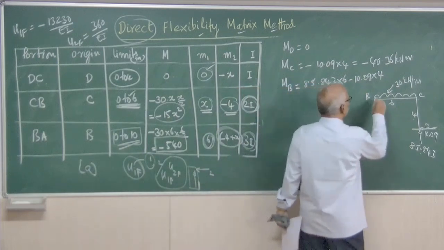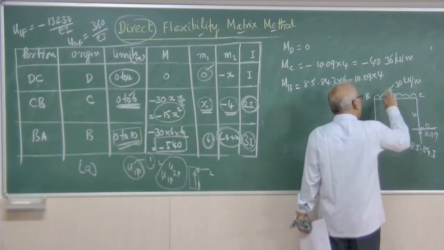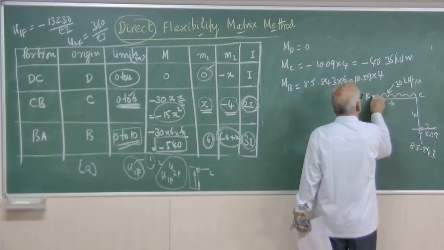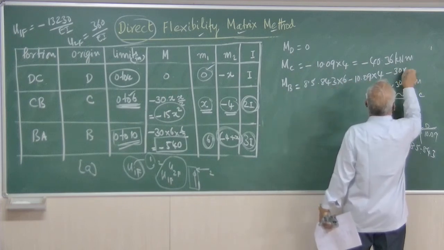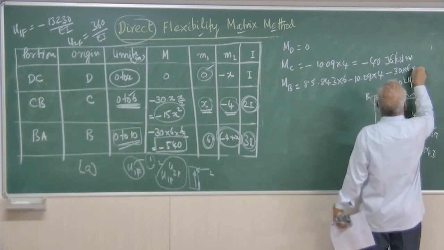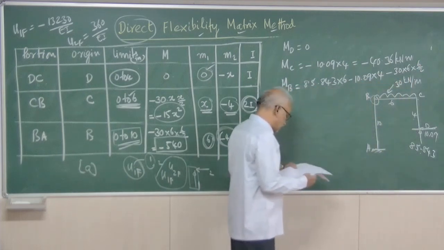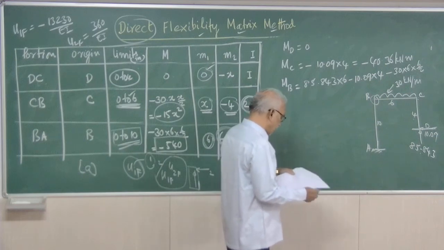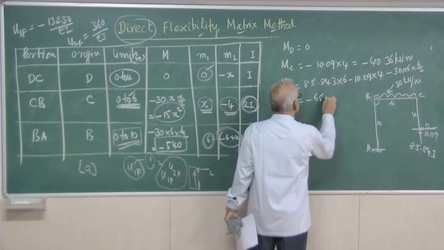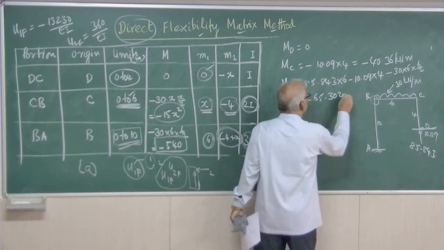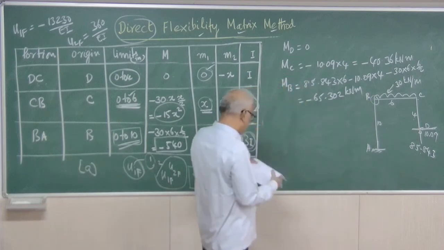Then there is the UDL of 30 kilonewton per meter. That will also produce a clockwise moment about the point B. Therefore, minus 30 into 6 meters into 6 by 2. So MB equals minus 65.302 kilonewton meter.